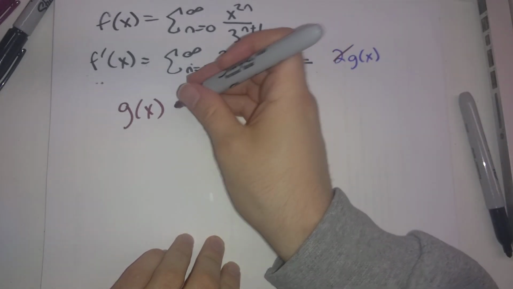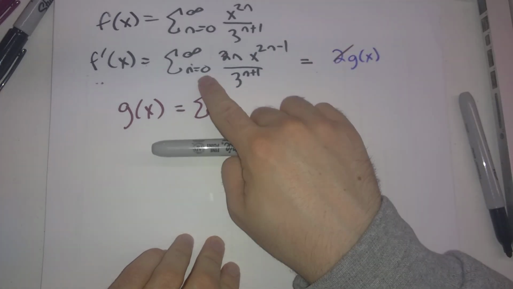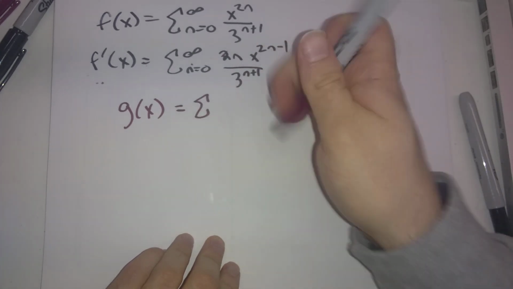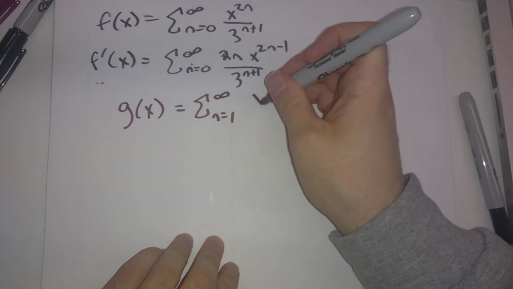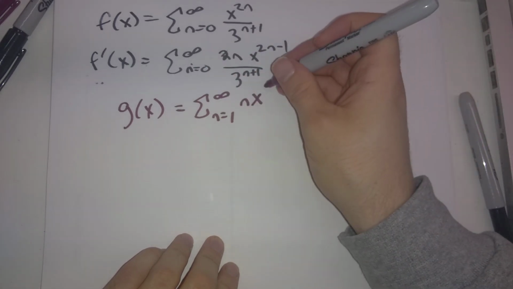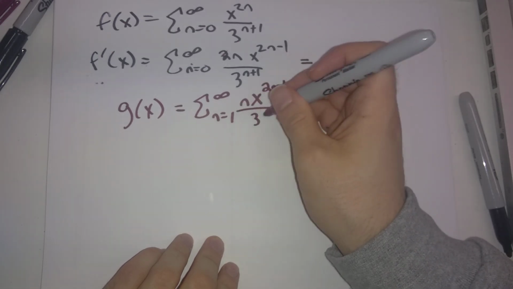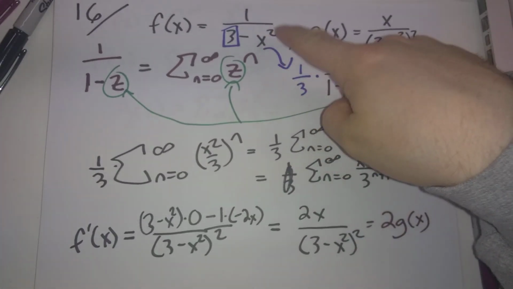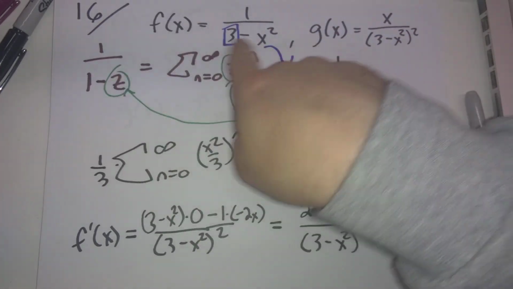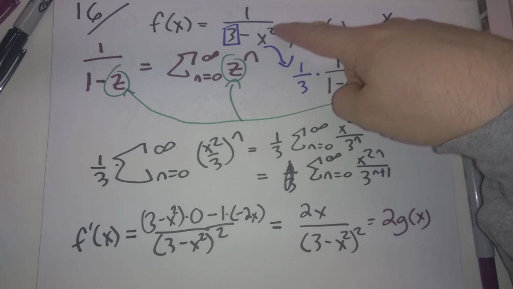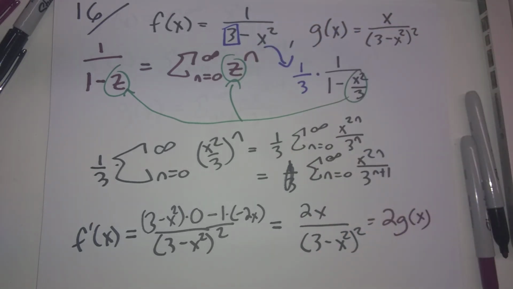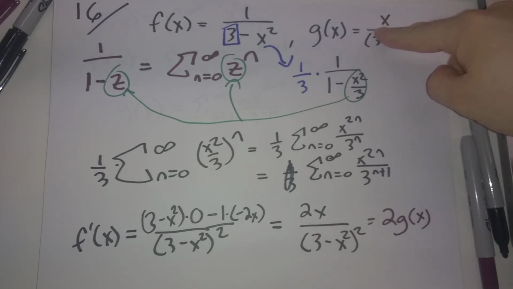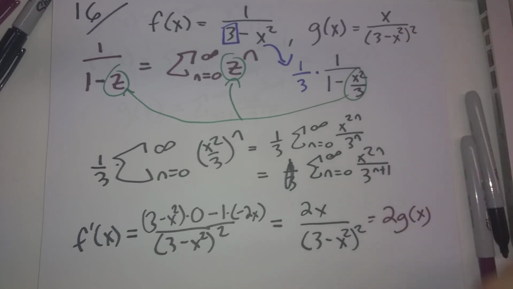By the way, I'm going to start the sum at n equal to 1, because when n is equal to 0, the term is going to be 0 there. So the final answer I'm going to give is n times x to the 2n minus 1 divided by 3 to the n. Okay, so what's the quick summary here? What happened in this problem? Number 1, using pattern recognition to quickly come up with the Taylor series for 1 over 3 minus x squared, and then applying term by term differentiation to come up with the power series for g of x.